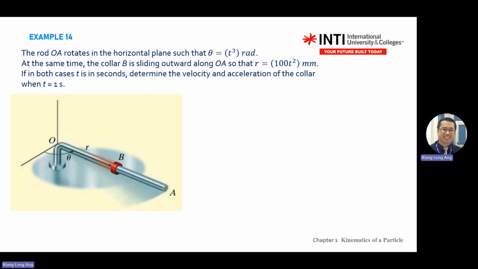Towards OA, along OA, that R equal to one equation. It means the ring is moving from O to A in a certain behavior, but this one is a linear equation. It moves in a linear, not linear, but this one, I give you a quadratic equation.